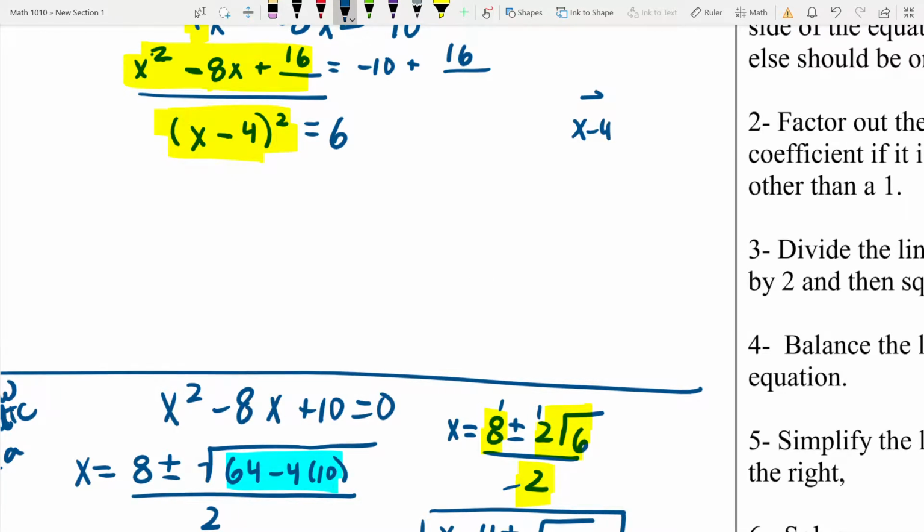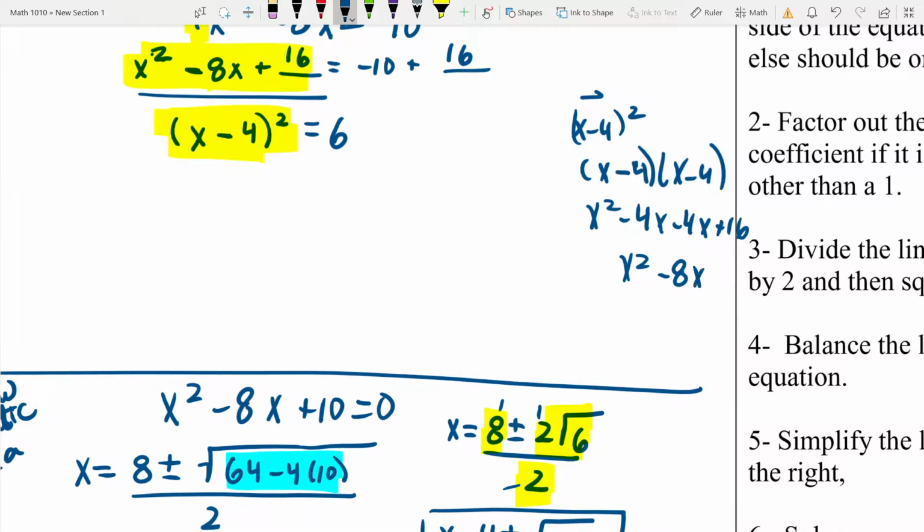If I have x minus 4 squared, that means x minus 4 times x minus 4. If I multiply that out, I get x to the second minus 4x plus 16, which gives me x to the second minus 8x plus 16. So this is exactly the same as that. I just factored it. Okay, who says I understand? I'm with you. Let me see how we're feeling.